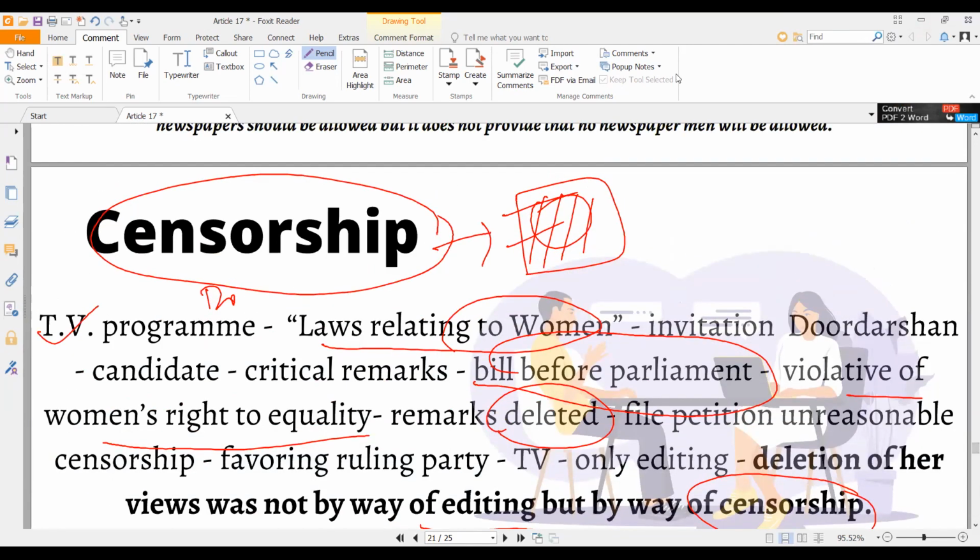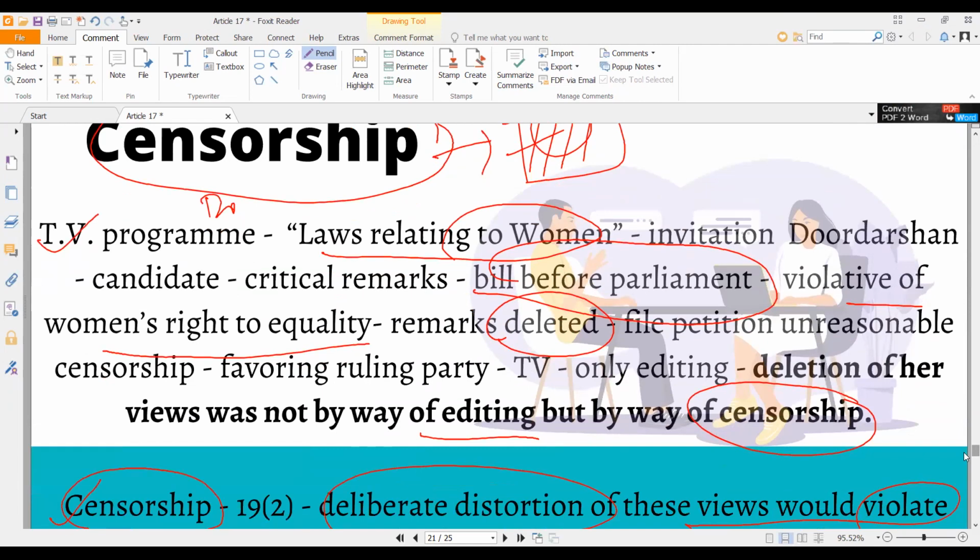Tell me, sir. Ma'am, coming to pre-censorship, we have seen that a woman who gave an interview regarding the bill pertaining to the rights of women, and the newspaper pre-censored or curtailed the interview part and published it. Then she goes to court and states that it has violated her right to freedom of speech.